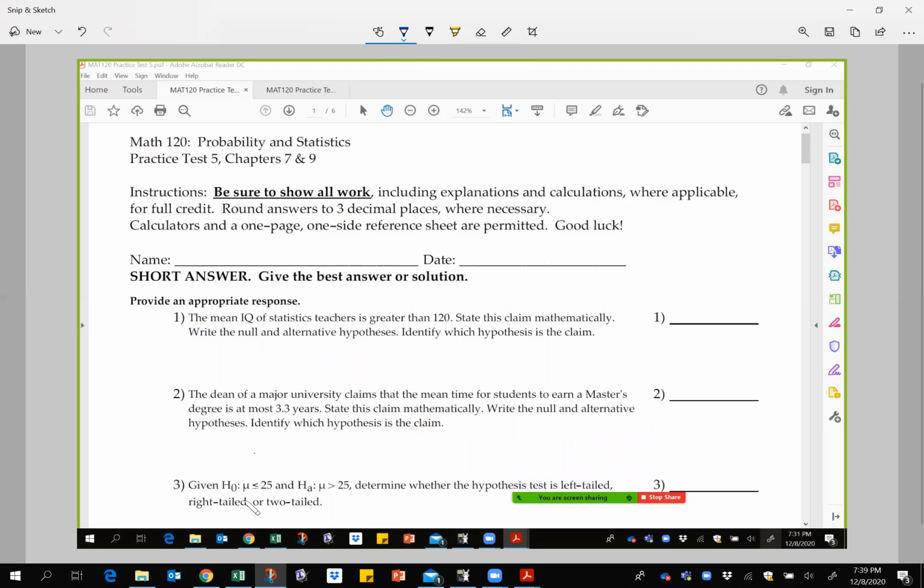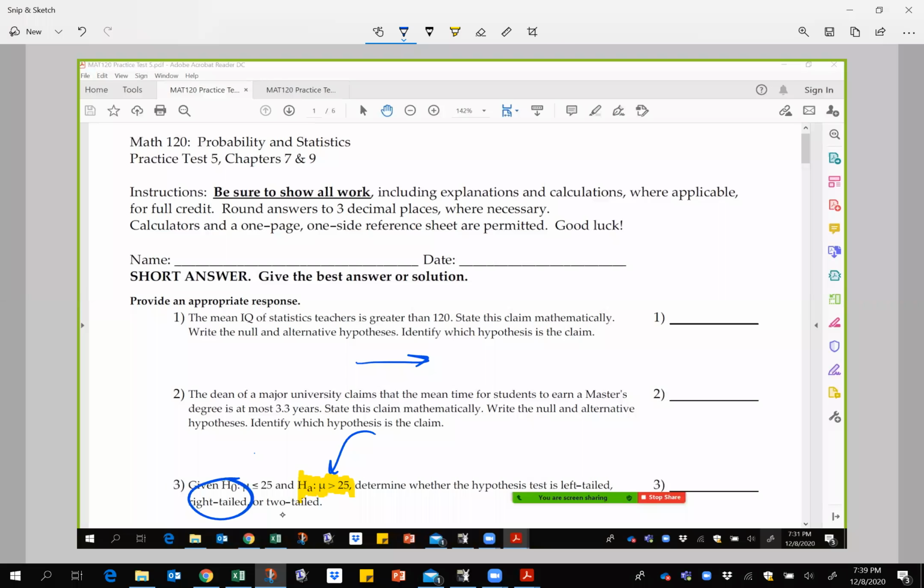If we look at the next question, in question 3, they actually give us the hypotheses. They say the null hypothesis is that the mean is less than or equal to 25, and the alternative hypothesis is that the mean is greater than 25. They simply want to determine what type of test it is. Is it left tail, right tail, or two-tailed? In order to answer that question, it's simply a matter of looking at what the alternative hypothesis says. The alternative hypothesis says that mu is greater than 25. And again, if you're thinking of your number line, the greater than numbers always go to the right. So this would be an example of a right-tailed test.